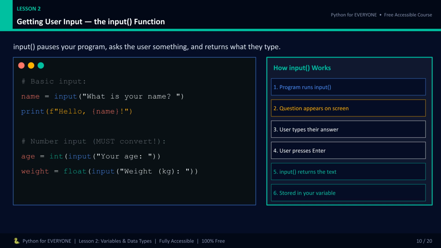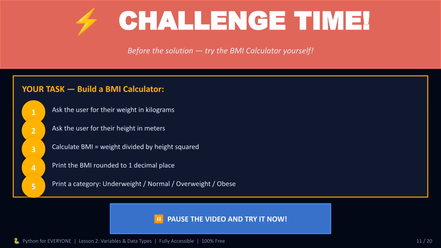The input function pauses your program, prompts the user, and returns their input as text. Remember, because input returns a string, you must convert the result to an int or float if you plan to use it for calculations. It's challenge time. Pause the video now and try to build a BMI calculator yourself. You'll need to ask for weight and height, calculate the BMI, round the result, and assign a category.